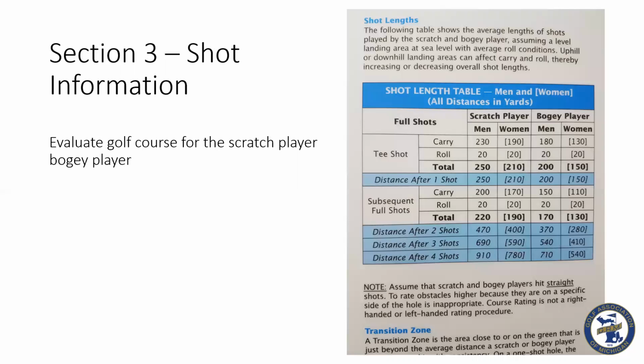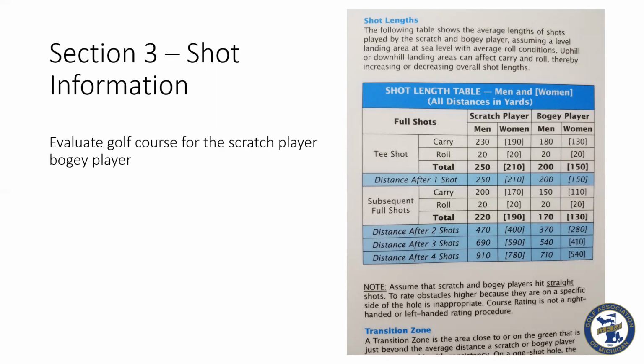Next is section 3. When we talk about our shot information, as we talked about before with the bogey and the scratch player, we have our shot charts or shot lengths. You can see in this chart here, that's in your book. If you don't have the book, I took a screenshot here. We have our scratch male golfer that hits it 250 with 20 yards of roll. So we have 20 yards assumed roll here.